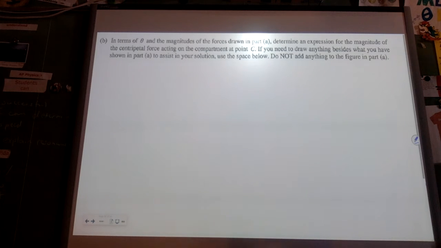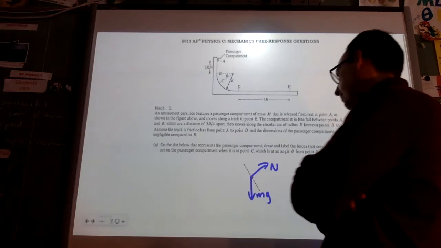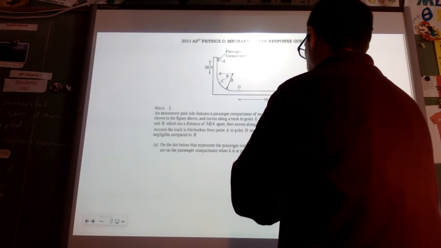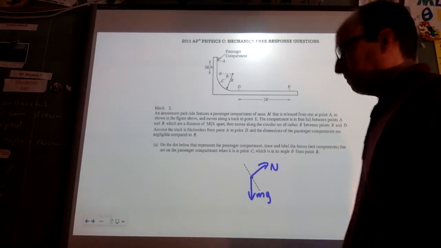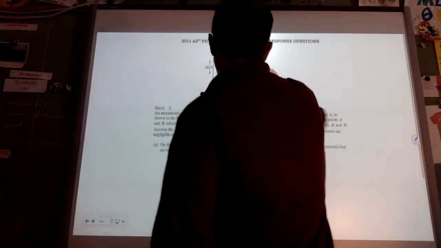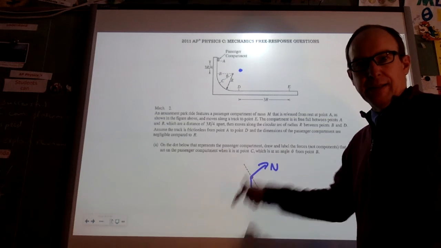In terms of theta and the magnitude of forces drawn in part A, determine an expression for the magnitude of the centripetal force acting on the compartment at point C. If you need to draw anything besides what you have shown in part A to assist in your solution, use the spaces below. Do not add anything to figure part A. So I'm going to do it back here so I can look at what I have. All right, so the center of my circle's here, so N is in that direction. I'd like to find the component of weight that is in the opposite direction.